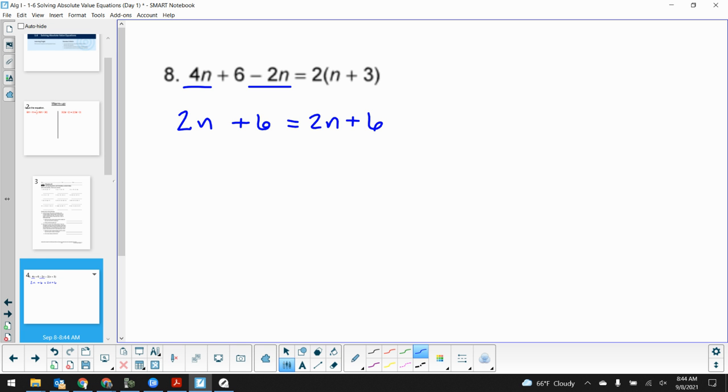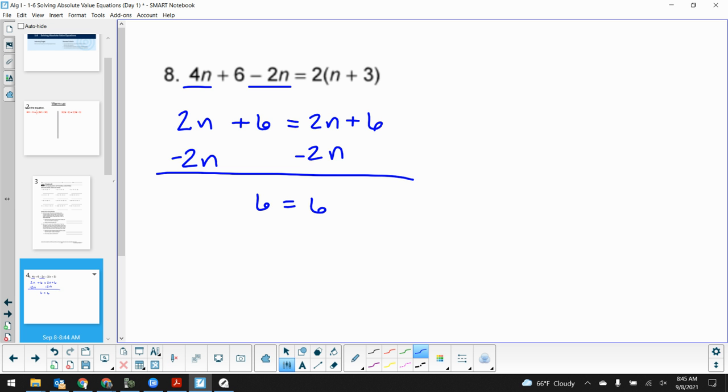Now, take a look at what I have on the left and the right side. What do you notice about my variables? They're the same. So alarm bells should be going off. This is the weird thing that we talked about yesterday. The special case that the variables are going to cancel out. Now these variables cancel out, and I get a true statement.